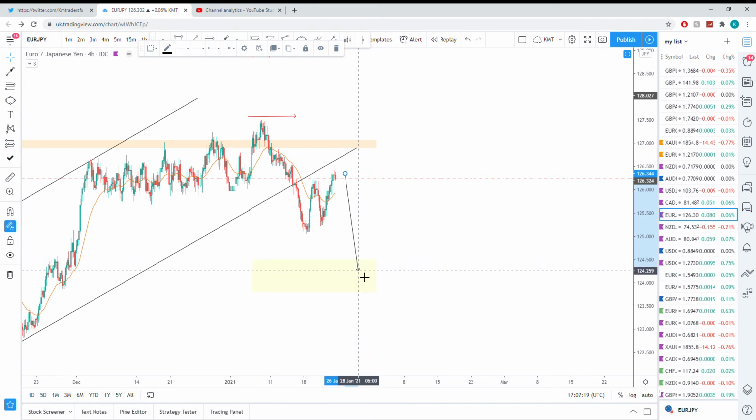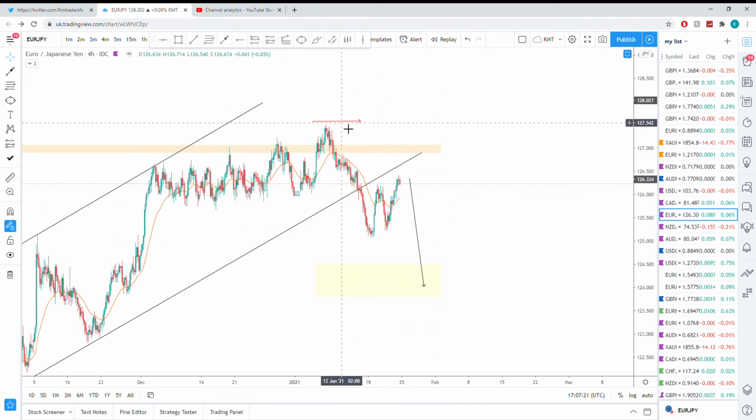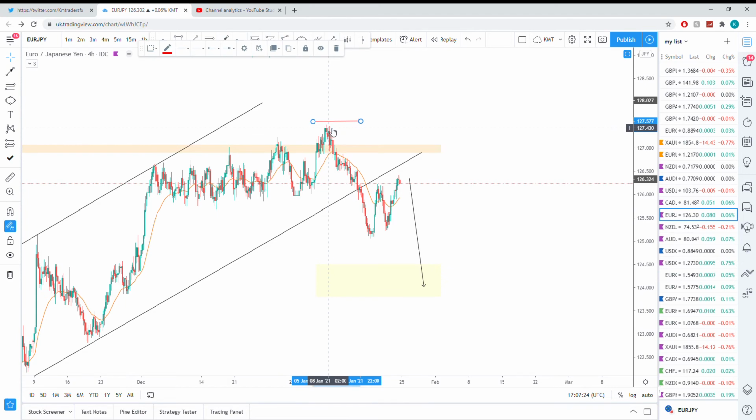I am looking to see if we can get into 124. Again, we're watching this high.